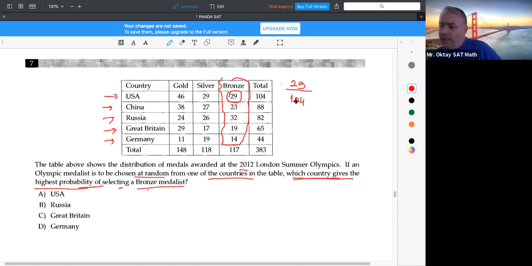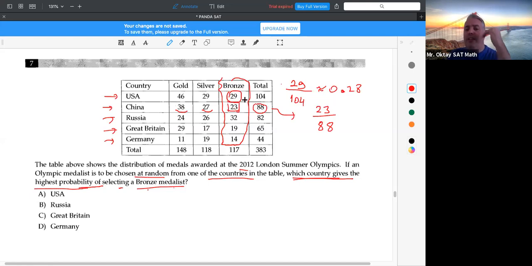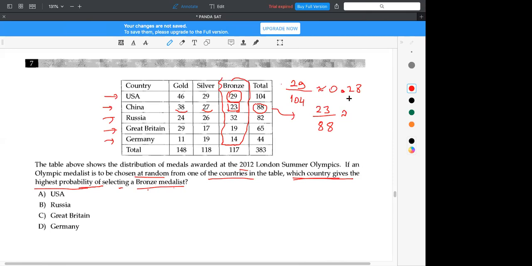29 divided by 104 is approximately 0.28. And then for China, 23 divided by 88. Why 88? Since China has given 38 gold, 27 silver, and 23 bronze, which is totally 88. So I am wondering about the ratio of giving bronze for the specific country, China, so it will be 23 divided by 88. Okay, let me use the calculator.